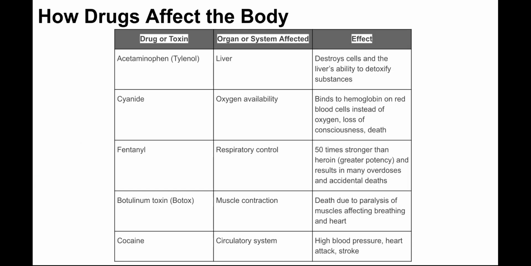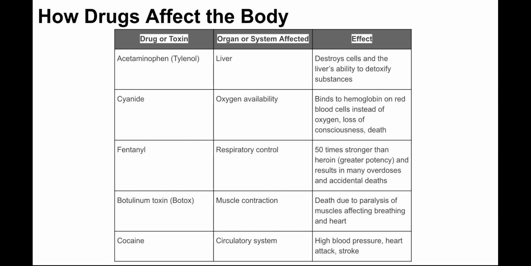Here are some different types of drugs or toxins, the organ they affect, and the effect that you'll feel or experience in the body. Tylenol affects the liver, and it will destroy cells and the liver's ability to detoxify substances. Cyanide, that is carbon and nitrogen, affects how much oxygen is available for us to circulate through our body because it binds to the hemoglobin in red blood cells and displaces the oxygen.